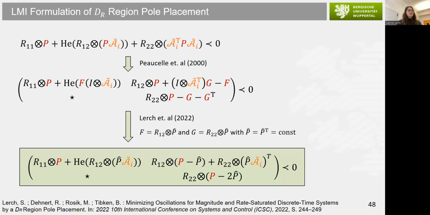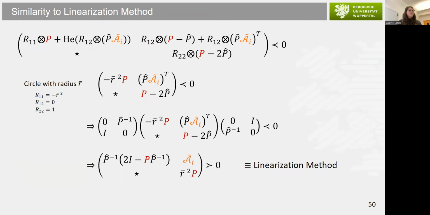So we use another change of variables here with a constant matrix p hat. And this leads then to these LMI conditions. And here we can also see that if we set p hat equal to p, then by the Schur complement, this original inequality follows. So p hat is also here an approximation of p. And now let me shortly show you that this new method is an enhancement of the linearization method of Dehner for DR regions now, or for the pole placement in a DR region.